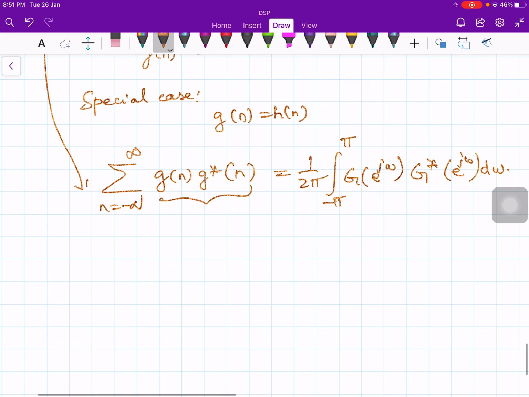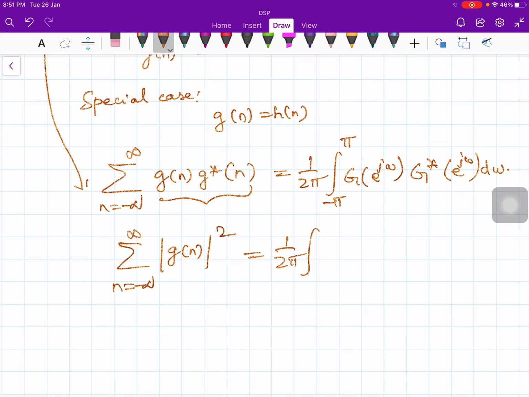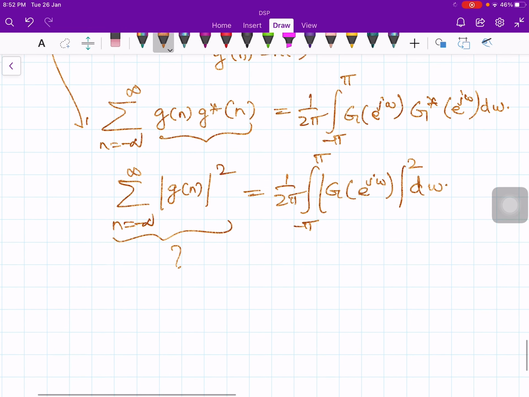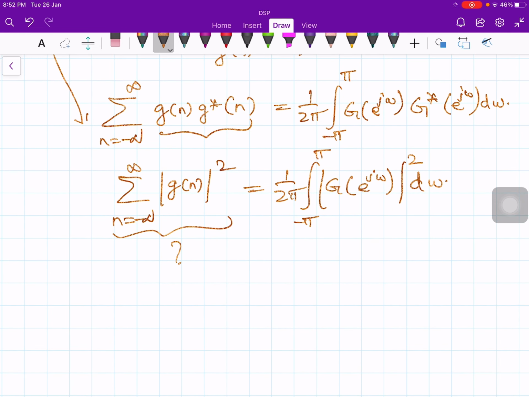Now you can write mod square, summation of g of n, take modulus and square it, which is equal to 1 over 2 pi integral of g of e to the j omega, take modulus and square it, and d omega, and the limit is minus pi to plus pi. So what is this? Right, the left hand side is the energy in the time domain. This is an energy formula, right? Energy in the time domain.